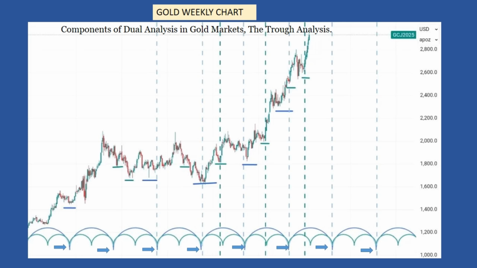At the bottom of the chart, the green sine waves indicate the 20-week cycle, and the blue sine waves represent the 40-week cycle in the gold market. Just below the chart lows, the small green horizontal lines denote the lows and potential support points of the 20-week cycle. The short blue lines show the times when we expect support points for the 40-week cycle.